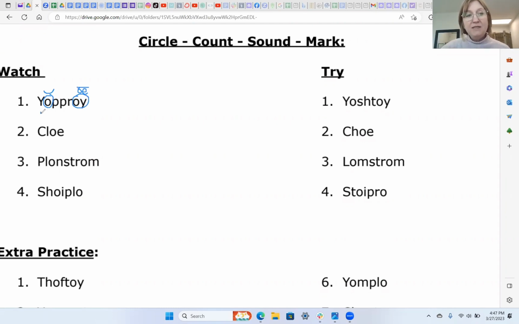So when we pencil read this word, it's y, o, p, r, oi, yop, roy, yop, roy, yop, roy. All right, go ahead and try yours. Mark your vowels and then pencil read it.